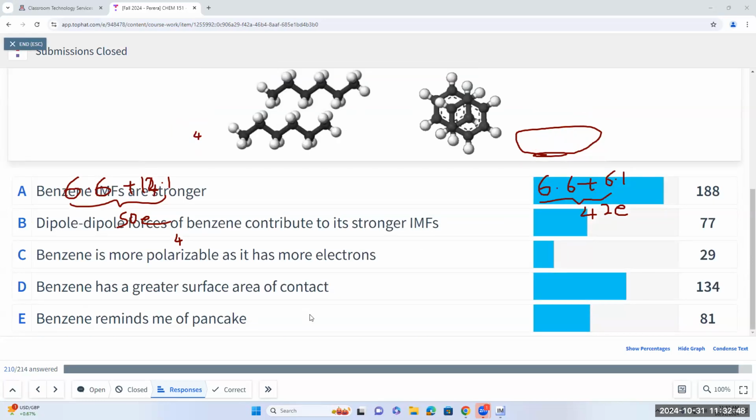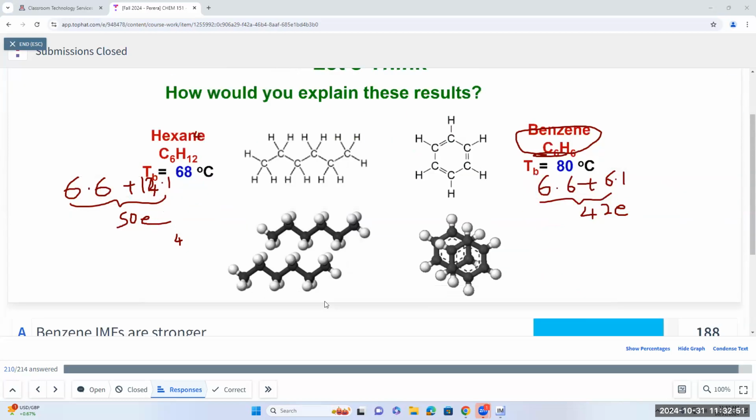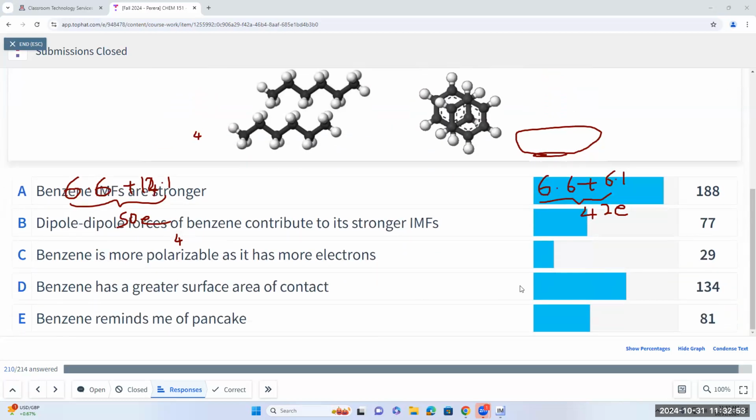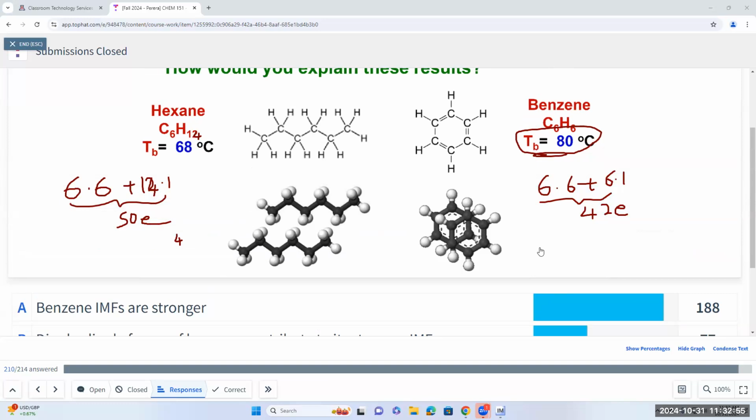Now, option D: benzene has a greater surface area of contact. I like it. Anybody who selected option D as the correct answer, can you tell me why? How do we know that benzene has a greater surface area of contact? William, tell me why. Benzene's flat like a pancake and can stack on top of each other. Hexane's like a cylinder, so there's only one very small point of contact. Thank you. Are you saying that benzene reminds you of pancakes, William? Yes. Me too. Yeah, exactly. Now, get this.